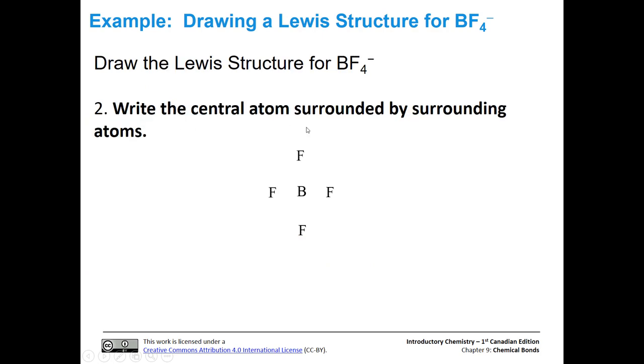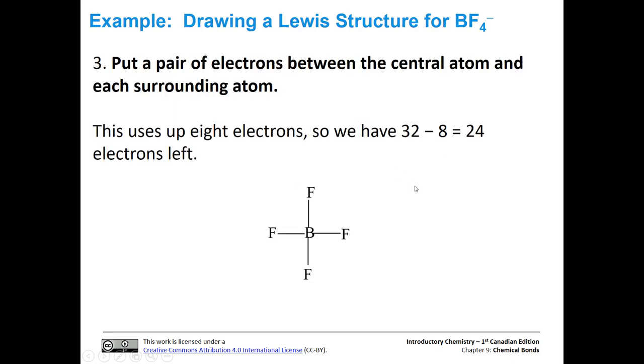Okay, so now let's go ahead and get to it as far as drawing the Lewis structure for this compound. So we're going to write the central atom, and so there's boron right there, and then we're going to surround it with these fluorines. I evenly distributed them, but technically speaking, that isn't necessary for plain Lewis structures. Now, next thing we're going to do is put a pair of electrons between that central atom and each of the surrounding atoms. So 2 electrons here, 2 there, 2 there, and 2 there.